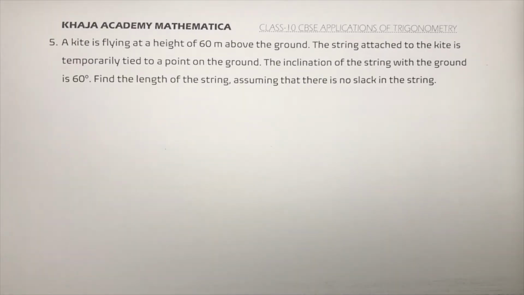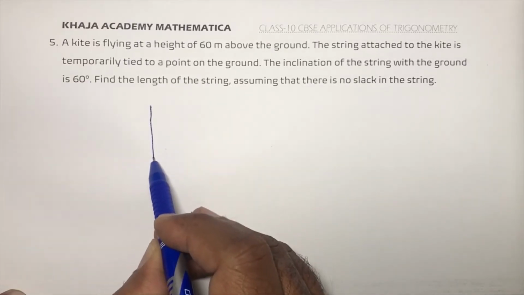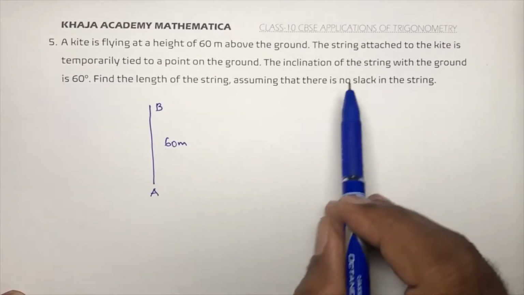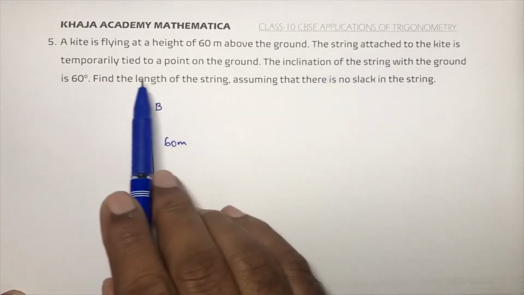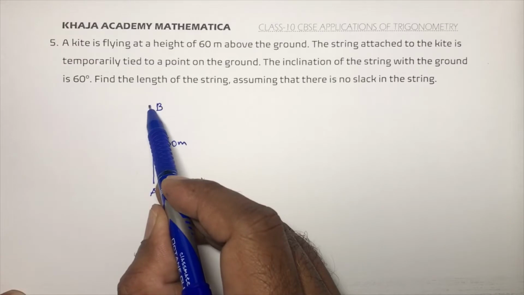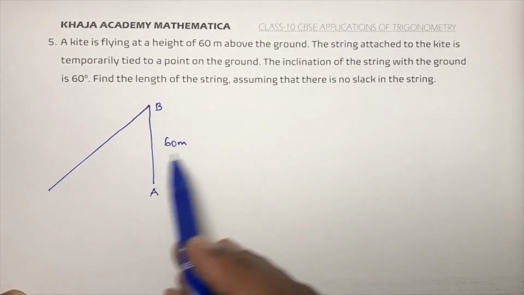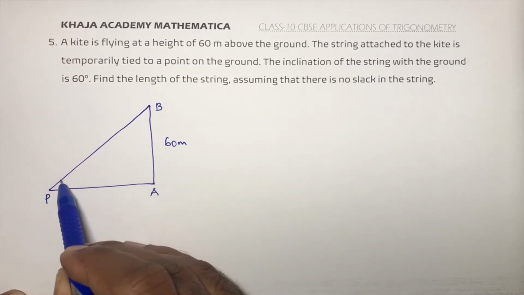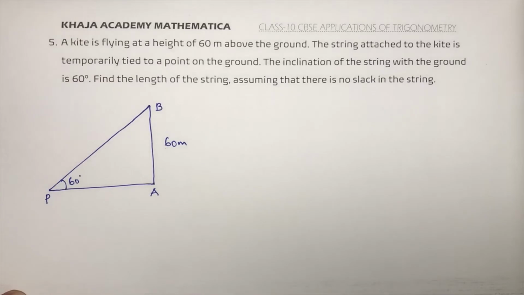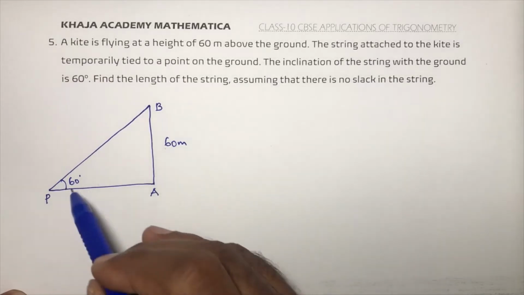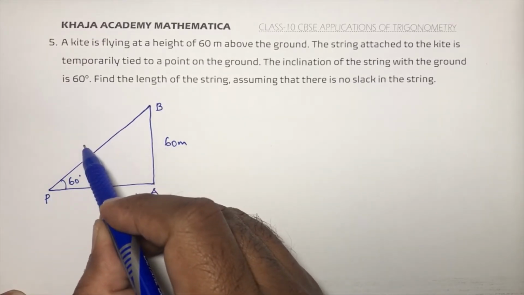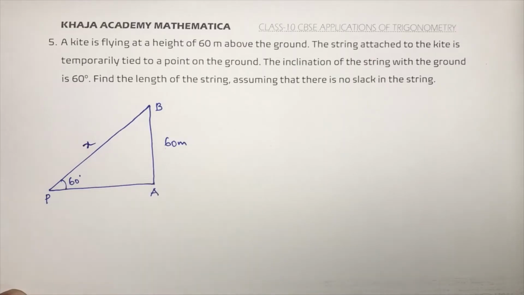A kite is flying at a height of 60 meters above the ground. So this is 60 meters. The string attached to the kite is temporarily tied to a point on the ground. The inclination of the string with the ground is 60 degrees. So at this point the inclination is 60 degrees. Find the length of the string assuming that there is no slack, means the wire is straight, it is not bent. So we need to find the length of the string. I'll consider it as x.